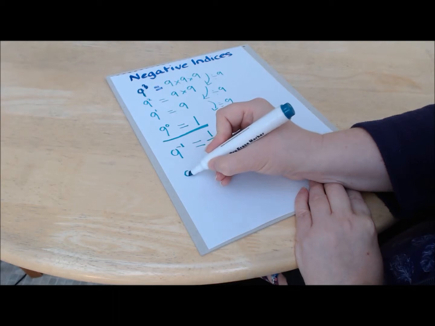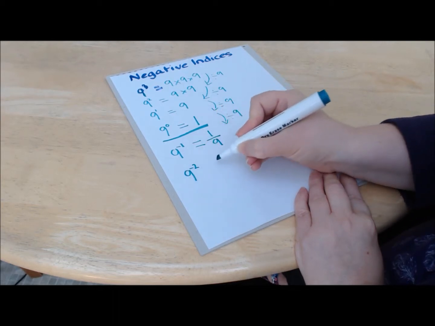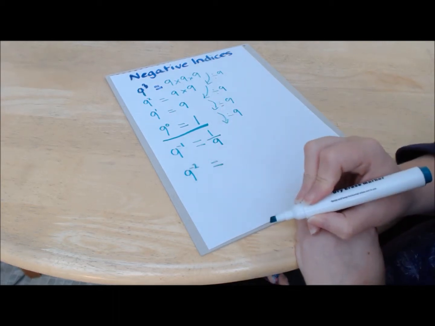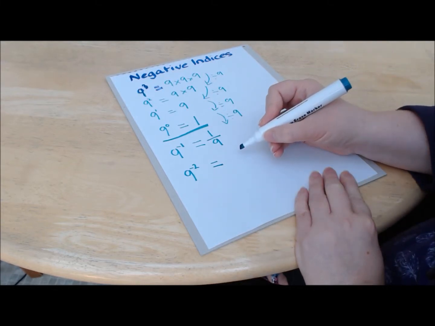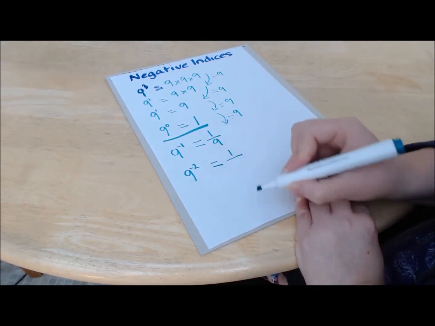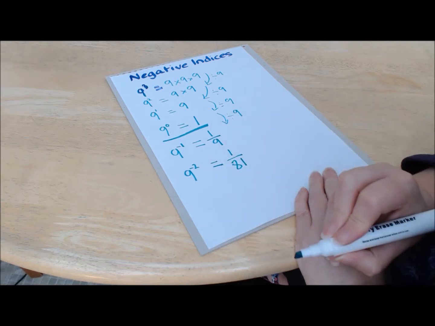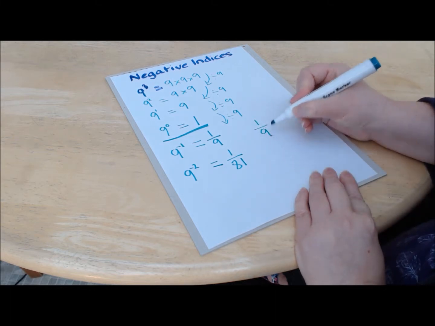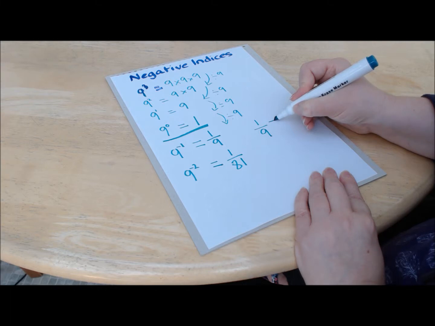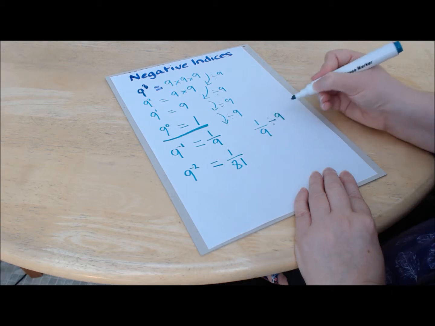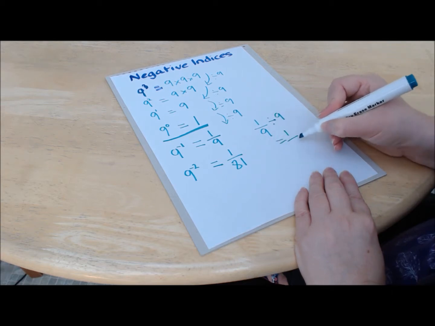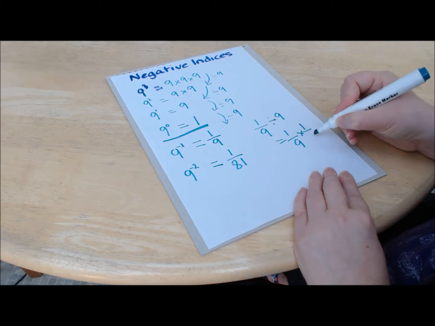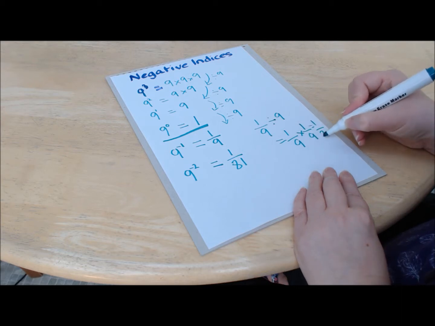So if we go down again, 9 to the power of minus 2, we'd have 1 divided by 81, because we've gone down by another division by 9. Let's just show that over here. 1 over 9 divided by 9 is the same as 1 over 9 times 1 over 9, which is 1 over 81.